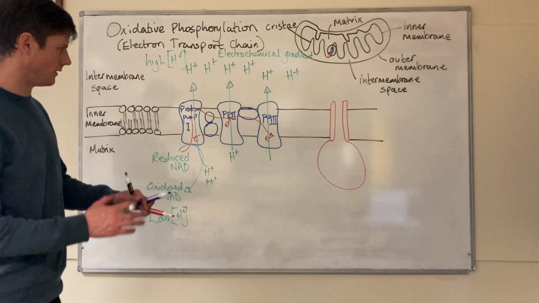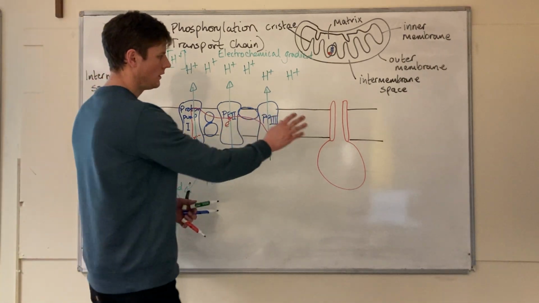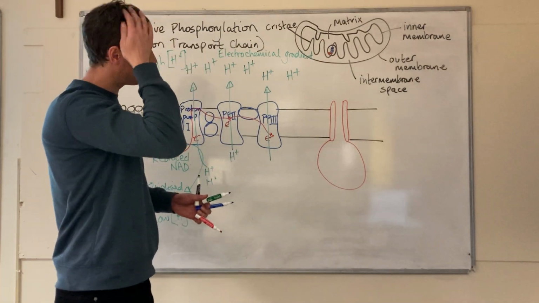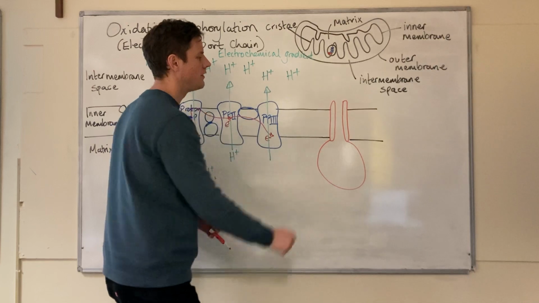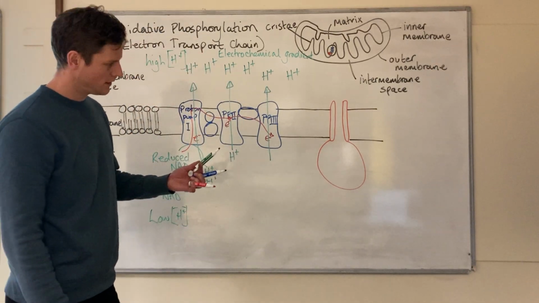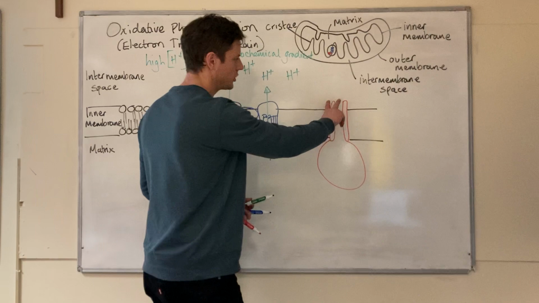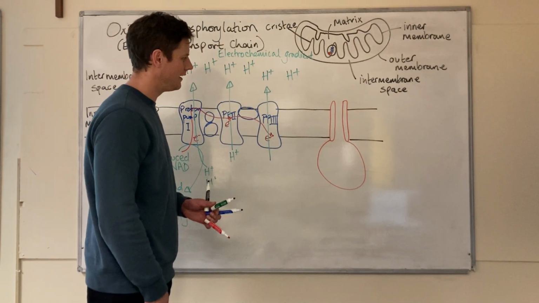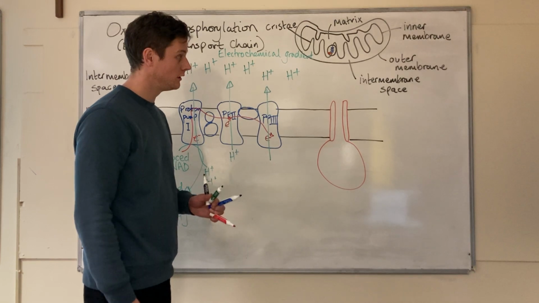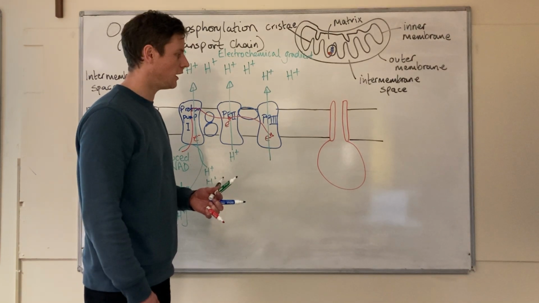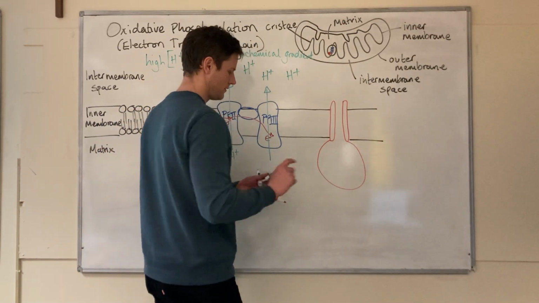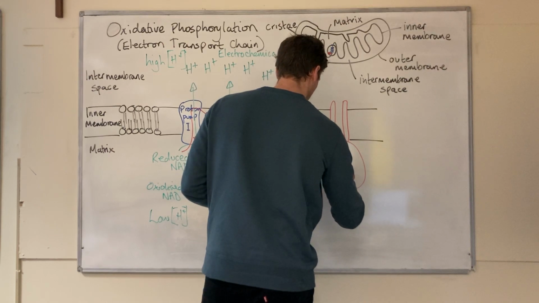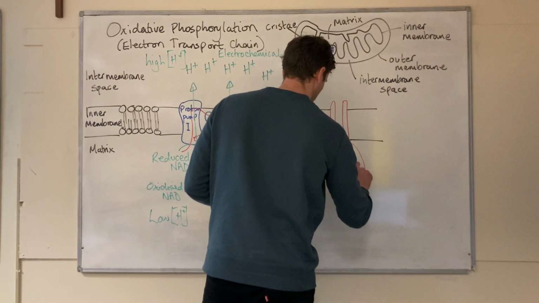So what is the purpose of all of that? Well, there is another protein at the end of this diagram, made up of two parts. This has a channel protein. Channel proteins allow for the diffusion, or facilitate diffusion, of ions, and this protein here, which is ATP synthase.